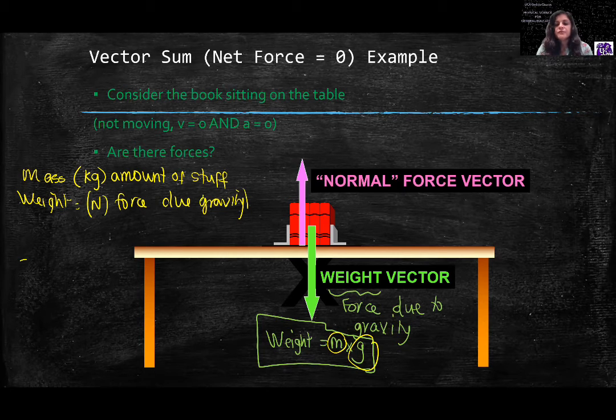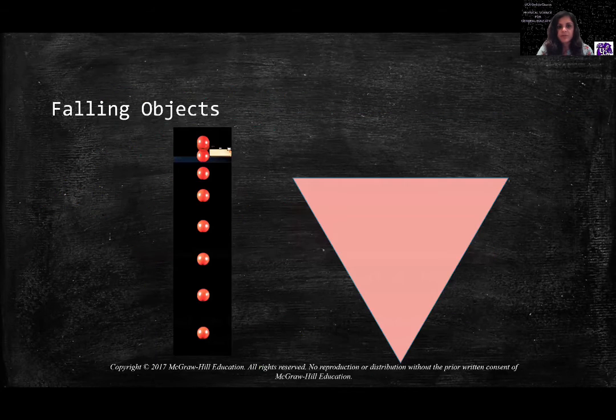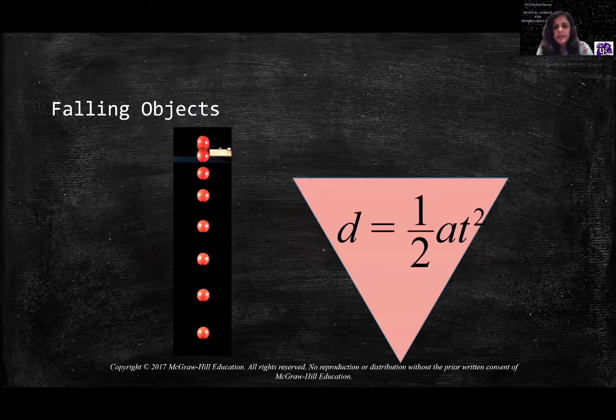So the book doesn't fall through, even though gravity is pulling it down, because the table exerts a normal force on the book, which is from Newton's third law of motion. And so when we add that up, the vector sum will be equal to zero. All right, so falling objects: if an object is falling, the distance that it falls is given by this equation, 1/2 at squared.